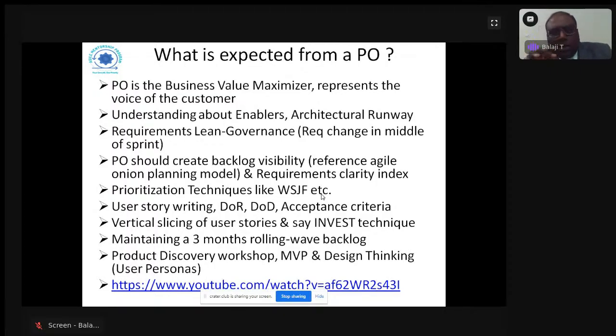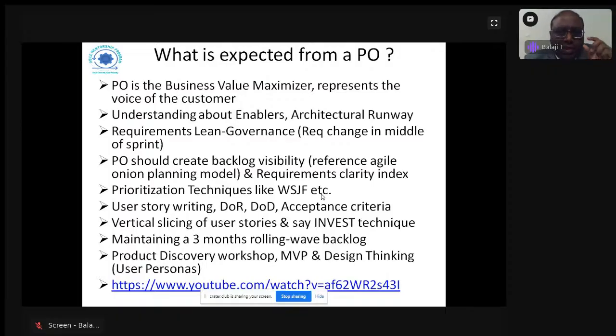Now the point is like this: the product owner is the business value maximizer who is representing the voice of the customer, right? Because it is only through the product owner that the work is given to the team. Yes, conceptually Agile says work should not be pushed to the team; work needs to be pulled by the team. That's okay in an ideal world, in the perfect state of existence. But what happens in a real-time situation? Most of the time, the work is given to the team. By whom? By the product owner.